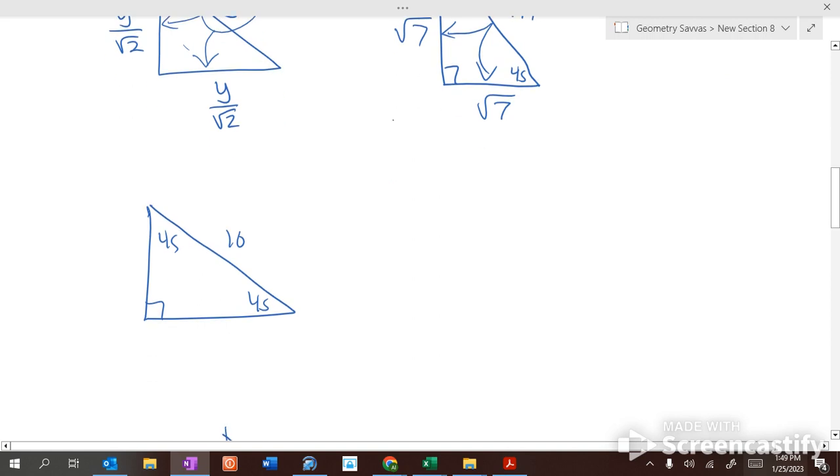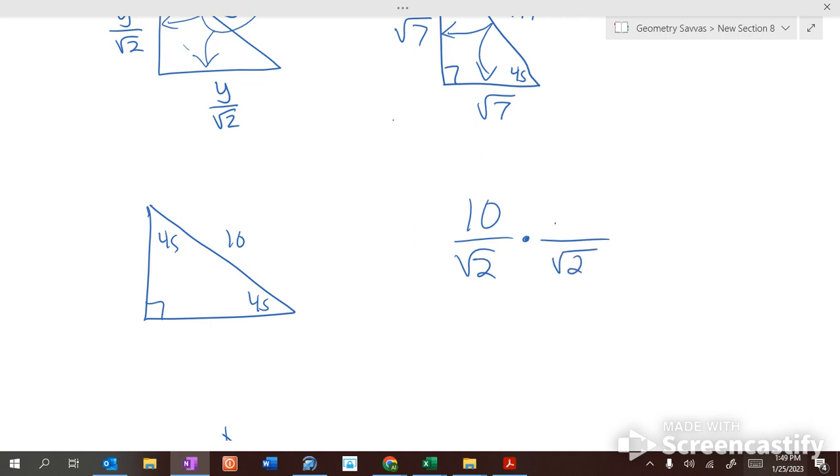What if we have 10 here? We take 10 divided by the square root of 2. Now, can I leave my answer with a square root in the denominator? No. So how do I get rid of the square root of 2 in the denominator? I have to multiply by itself. So I multiply the numerator times it and the denominator times it. So we get 10 square root of 2 over 2.